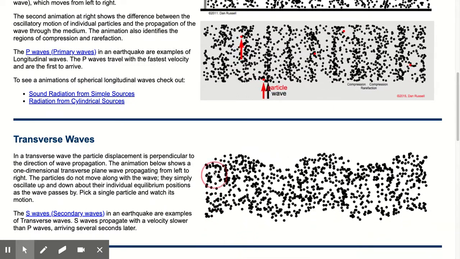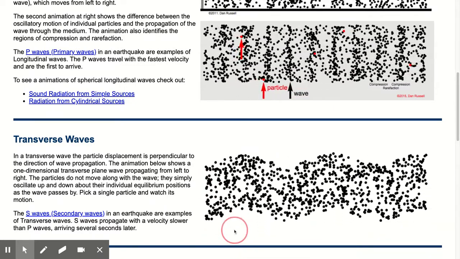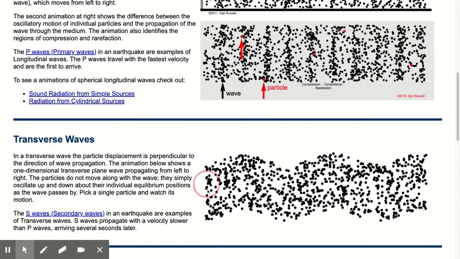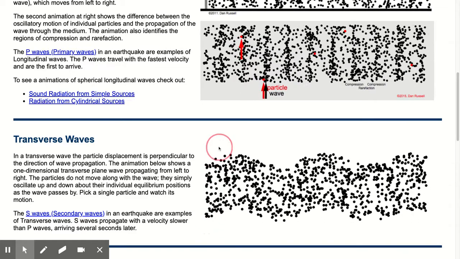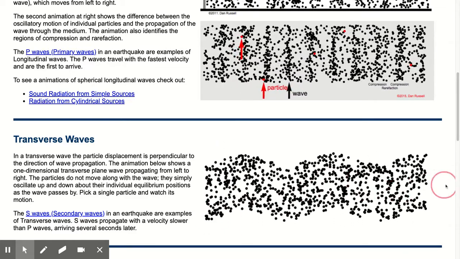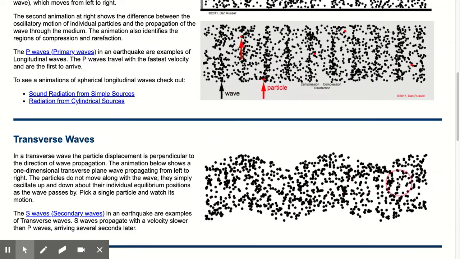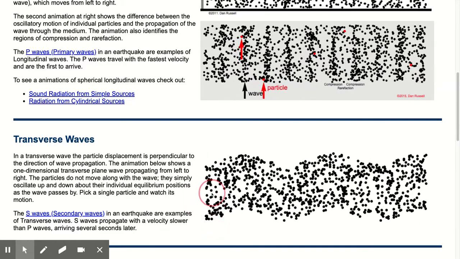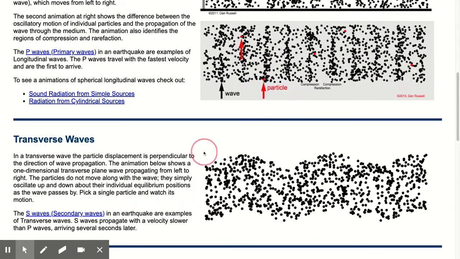And here you've got these particles, and they're vibrating up and down. But you can see now that the driving force is in this direction, up and down and up and down. But the wave propagates this way. The wave propagates perpendicular to the driving force. And that's what transverse waves are. Trans means across. So you have this crossing of the two directions in this case.